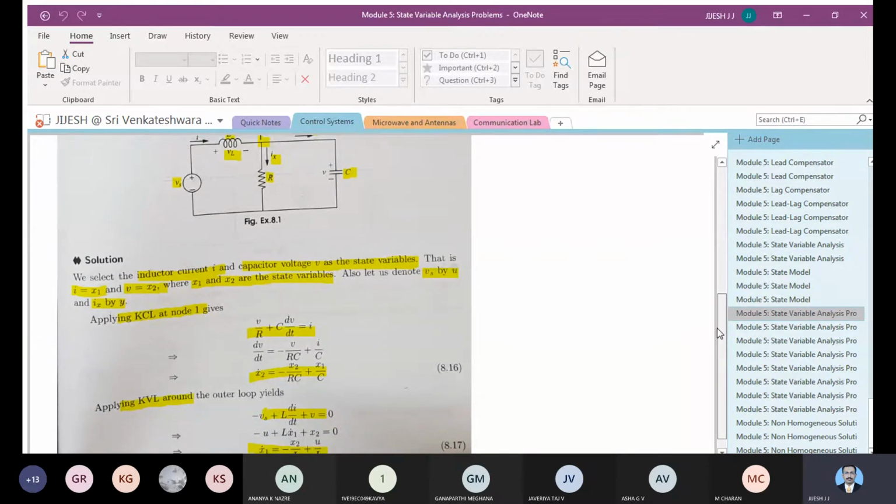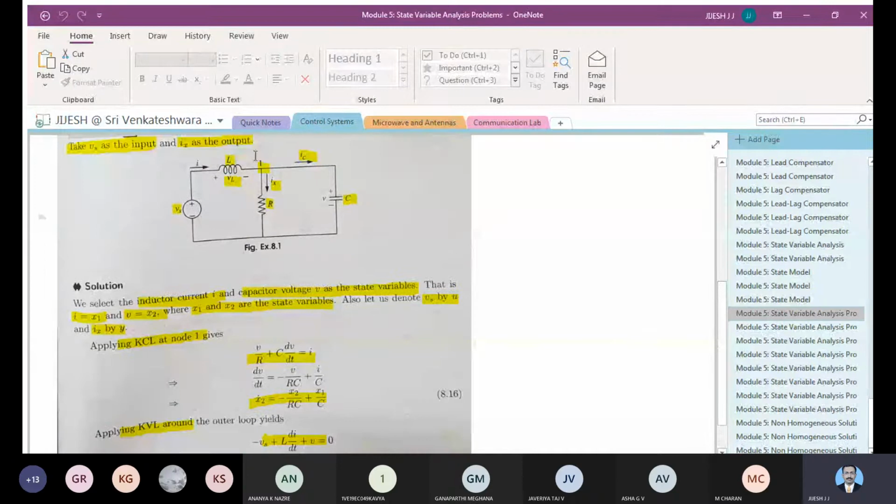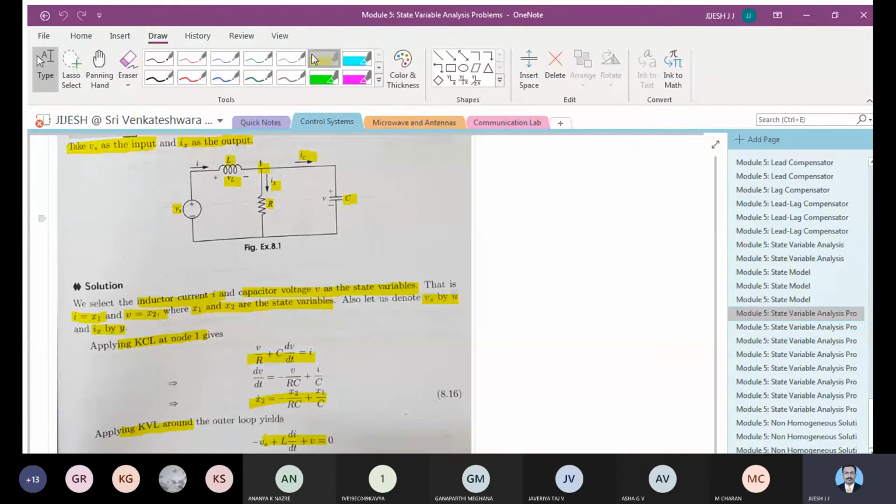In the previous class we selected the inductor current I and the capacitor voltage V. These things we have already defined. Inductor current is I and capacitor voltage is V, and I is equal to x1 and V is equal to x2. We call them the state variables. So we have defined two state variables here, I equal to x1 and V equal to x2. Vs is equal to U, that is the input, and Ix is equal to Y, that is the output.